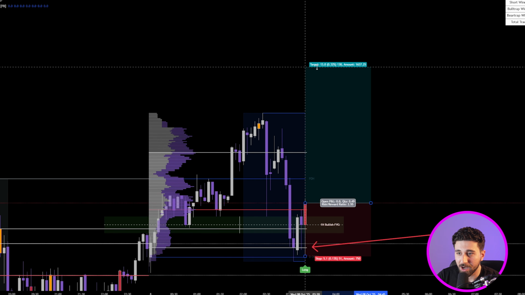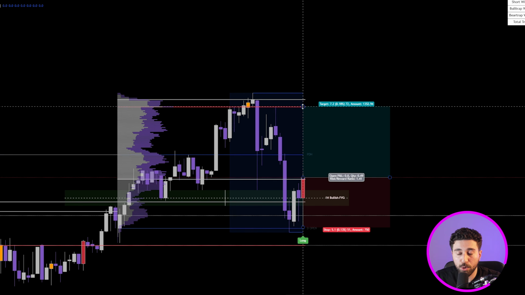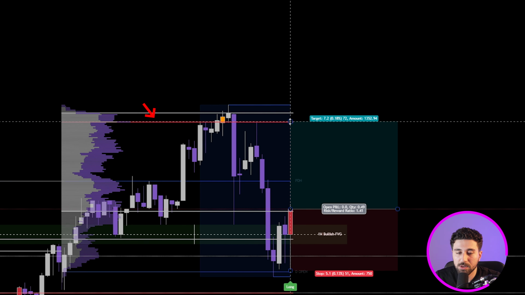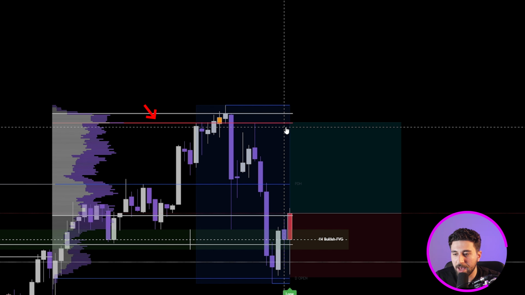Since we are at all-time highs, the first target that you can target is the point of control of the current day, where you can take a partial and then leave the rest as a potential runner.